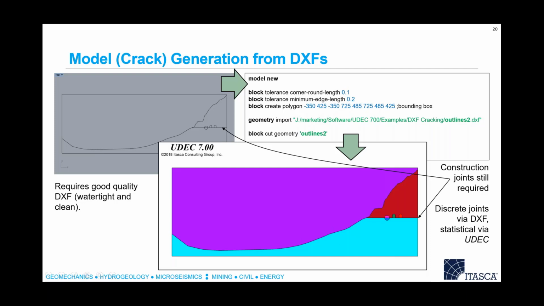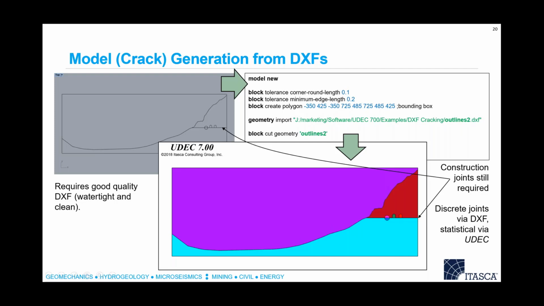So we create a model new. That's some of the new command syntax. We still specify our round length and our edge length. Again, minimum edge length can essentially be M-E-L, so it's not necessarily more typing. We defined a polygon, which is our bounding box, and which is the bounding box of this DXF. And then we're simply importing geometry from a DXF file, and then simply the command block cut geometry, referencing back here to the name of that geometry item.